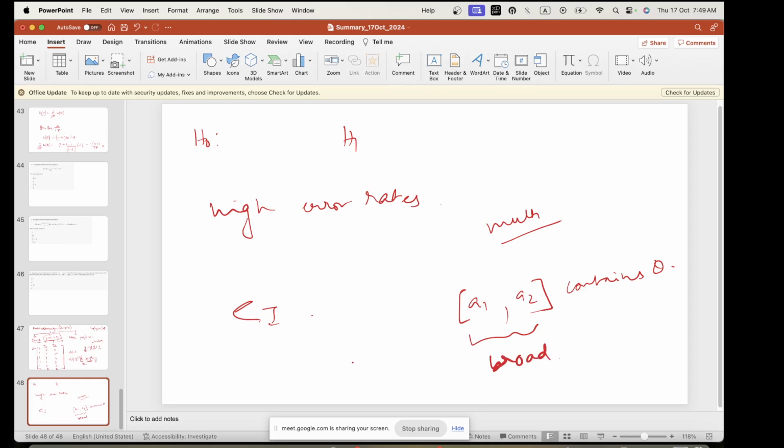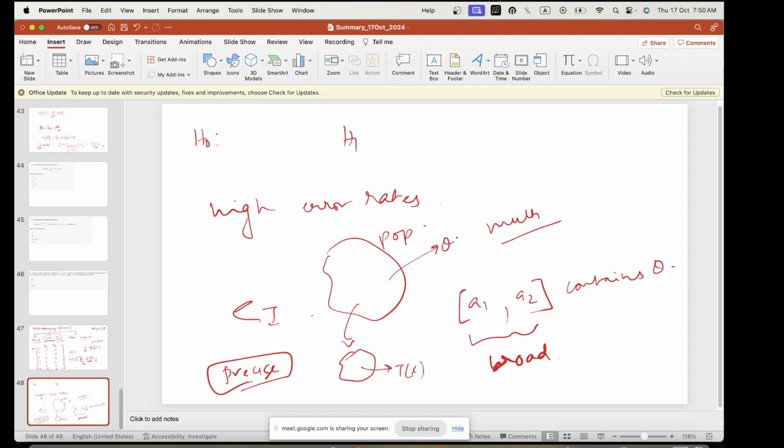What do we want? We want precise estimates. Let's say this is the population of my interest and this is a sample that I've collected. Based on this sample, I want to infer some population parameter, and I want my estimate to be as close to the true parameter as possible. So I should be 95% confident that my theta belongs to, let's say, some 1.2 to 1.3.